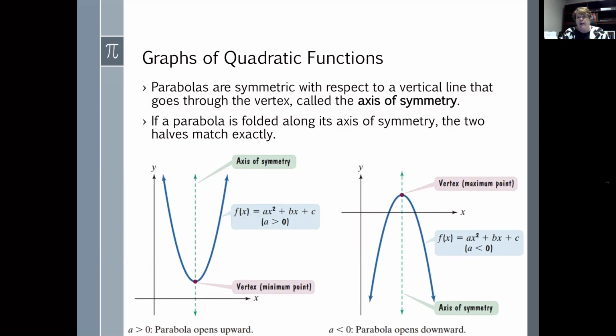The graph on the right is an example of a parabola that opens downward. So the coefficient a on the x squared is a negative number. It also has a vertical axis of symmetry that goes through the vertex. Since it opens downward, it has a maximum value, and that maximum value occurs at the vertex.